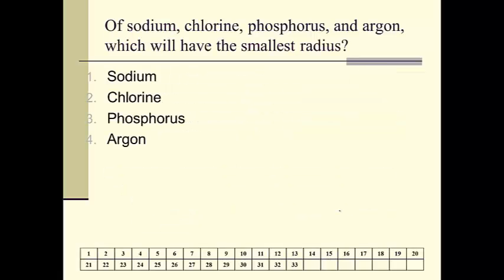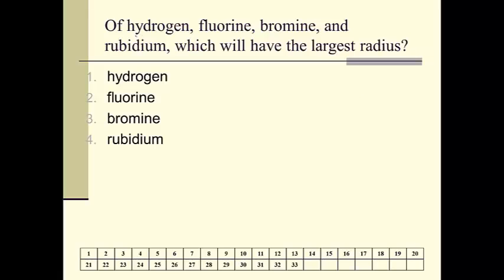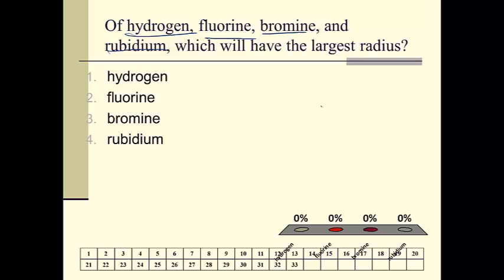Okay, so you can pause the video, take a look at these elements, take your guess, and then restart it. Find these elements on your periodic table: sodium, chlorine, phosphorus, and argon. Which one should be the smallest? Okay, pause, make your guess, and then come back. Okay, correct answer is argon. Now, hydrogen, fluorine, bromine, rubidium. Which one should have the largest? Again, pause the video, find your elements, come back, and check. Okay, rubidium should be the largest.